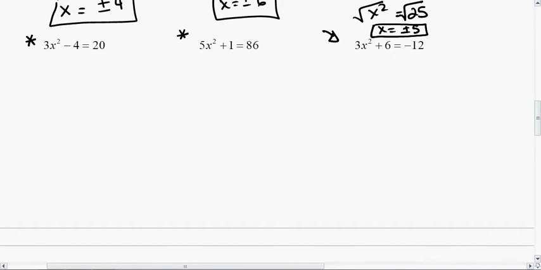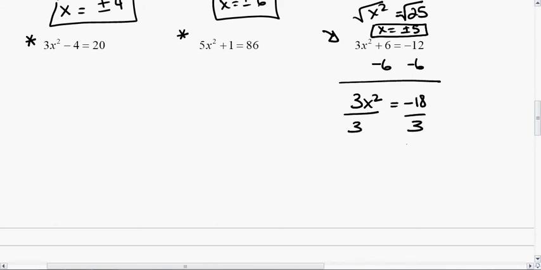3x squared plus 6 equals negative 12. So I'm going to start off just like I have been. Subtract 6 and subtract 6. I'll have 3x squared equals negative 12 minus 6, which equals negative 18. Looks so good so far, right? So let's see, divide both sides by 3. x squared equals negative 6.